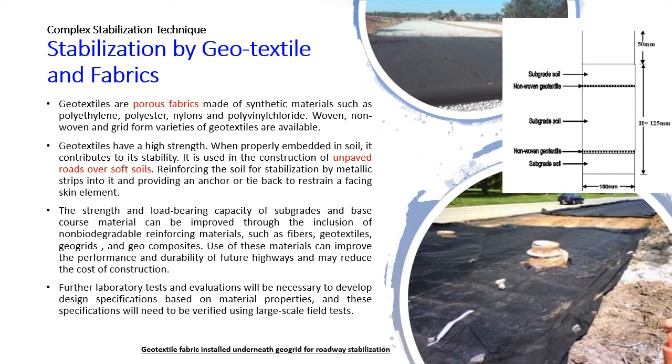It is used in construction of unpaved roads over soft soil. Reinforcing the soil for stabilization is done by placing metallic strips into it and providing an anchor or tie back to restrain a facing skin element. The strength and load-bearing capacity of subgrade and base course material can be improved through the inclusion of non-biodegradable reinforcing material such as fibers, geotextiles, geogrids, and geocomposites.